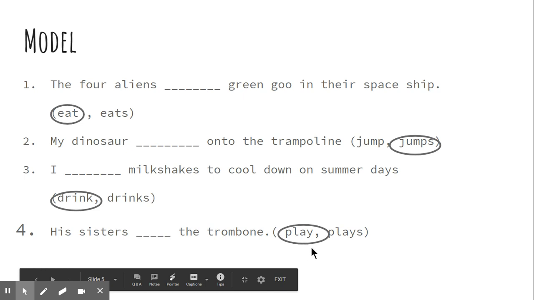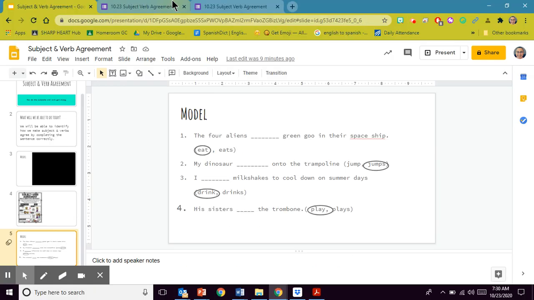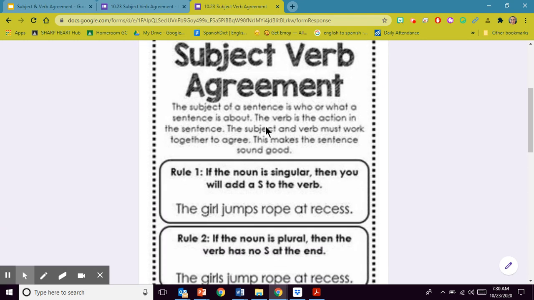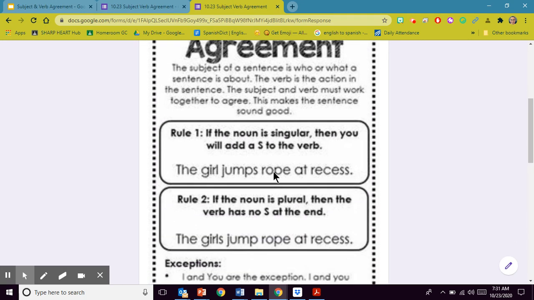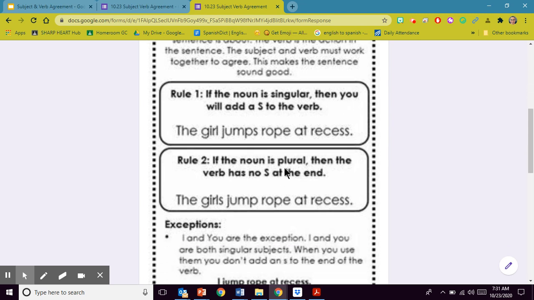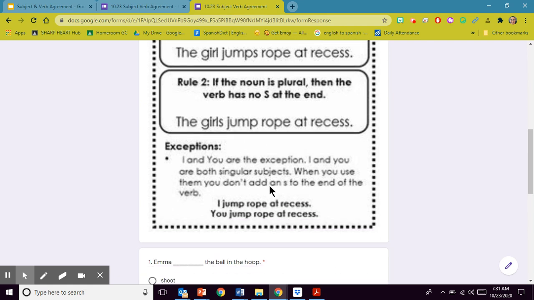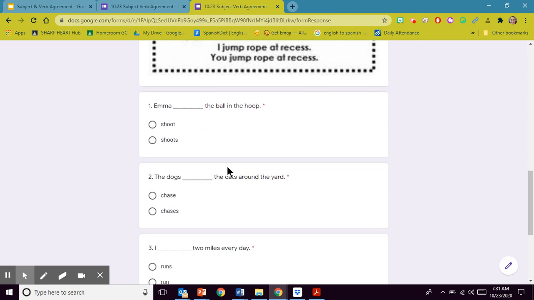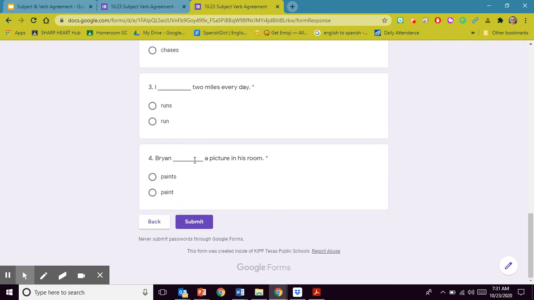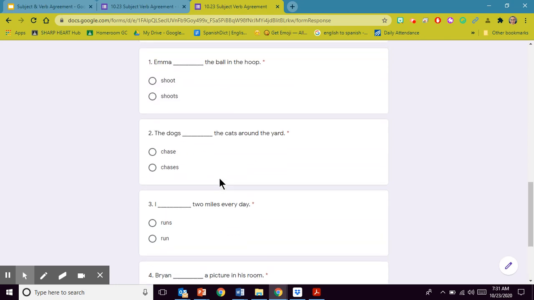So you're going to get a chance to do some practice on your own. Here's your anchor chart to remember the rule. If the noun is singular, then you add an S. If the noun is plural, then you don't add an S. The exception is when we see I or you, don't add an S or ES to the verb. So you're going to read the sentence and then choose the correct verb that completes the sentence. Take your time, make sure you do a great job. If you have any questions, please reach out and let us know.